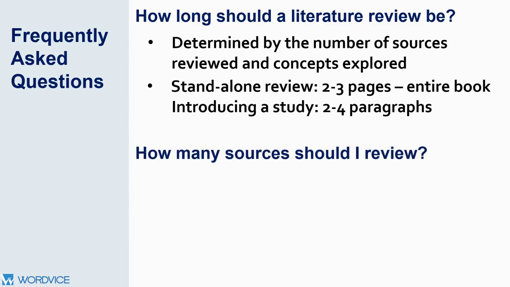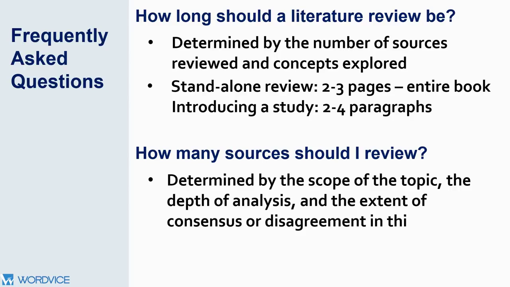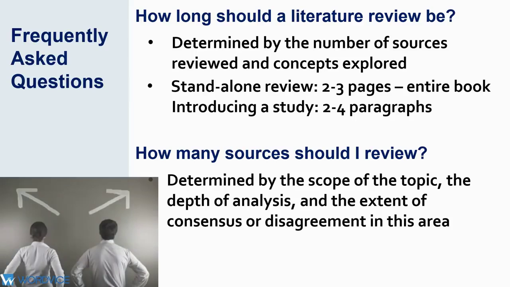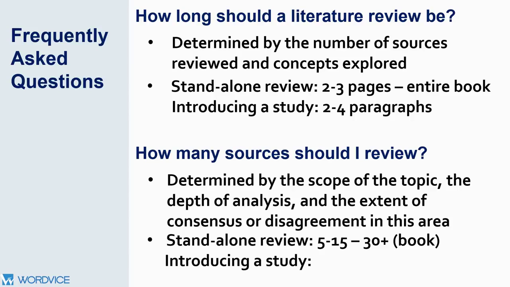How many sources should I review? The amount of articles you review will be heavily determined by how broad or narrow your topic is, how in-depth you want to explore an issue, and perhaps how much consensus or disagreement exists in this area. In a standalone review, the number of works reviewed might be anywhere from 5 to 15, and up to 30 or more in a full book of literature review. Whereas a journal article usually has fewer than 5 sources and does not go into great depth, but often focuses on the most important points.